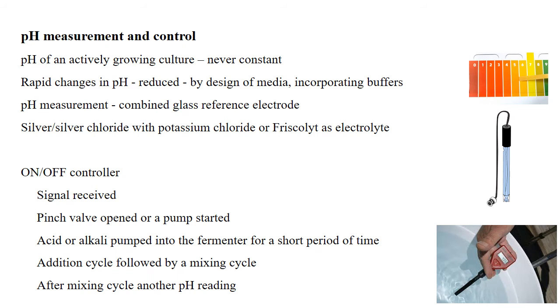When a signal is received that the pH is either below or above the preset value, a pinch valve is opened or a pump is started, and either acid or alkali is pumped into the fermenter for a short period of time. This period of time will be set by a process timer. This addition cycle is followed by a mixing cycle, which is controlled by another process timer, and during this mixing cycle, no acid or alkali will be added into the fermenter. After the mixing cycle, another pH reading will be done, through which we may know whether the adequate correction of the pH is done or not. Accordingly, further pH readings and further controls will be again performed.